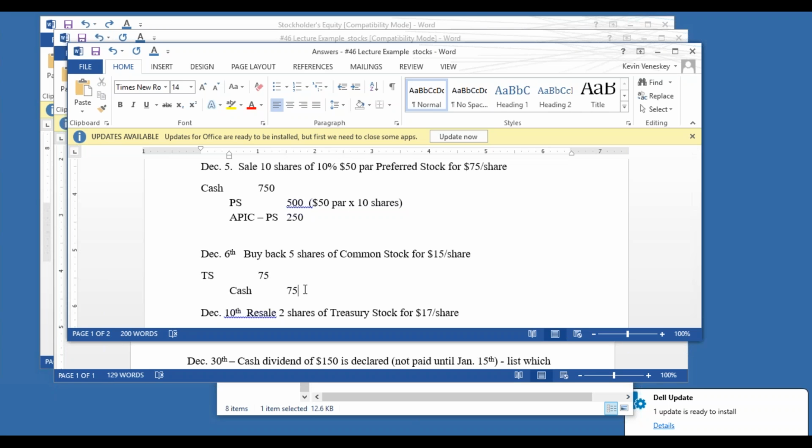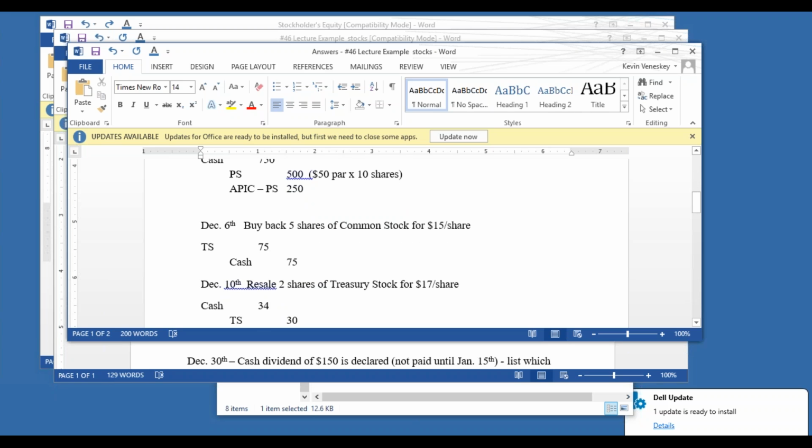This one was real easy. It's when I go back to resell the stock that it gets to be just a little bit more complicated, but not tough. So here I'm showing that I'm reselling 2 shares of this treasury stock that I had just purchased, and I actually have made a little money. I'm reselling it for $17 a piece. So I asked myself, what am I getting? I'm getting cash. 17 times 2 would be $34.